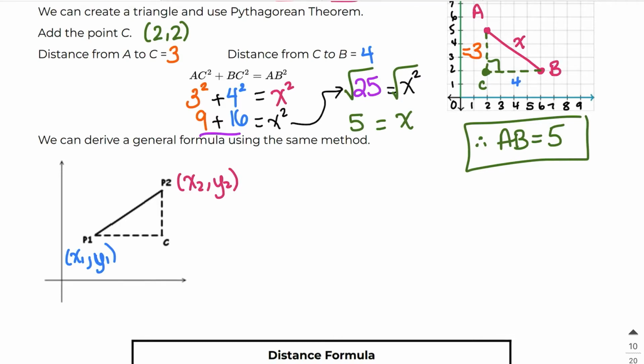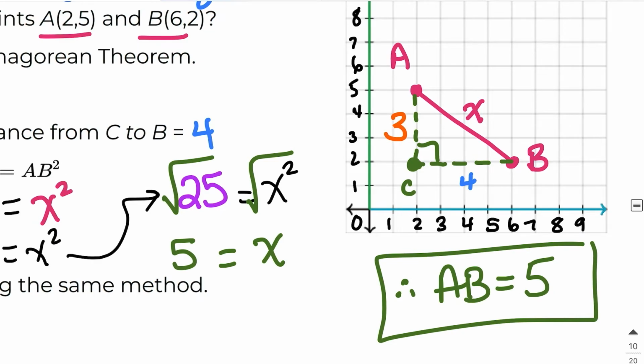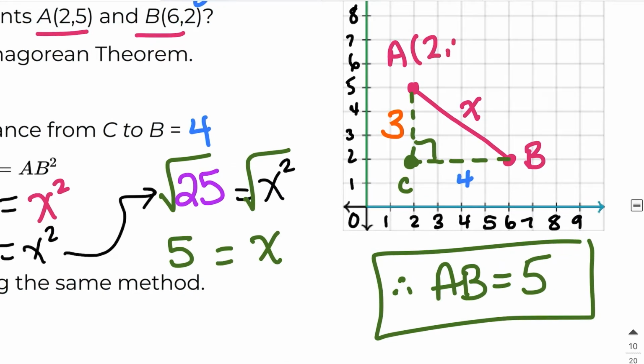So let's talk about this for a second, because if you take a look up here, point A was 2, 5. So I'm going to write down 2, 5 next to it so you can see what I'm talking about. And point B was 6, 2. And if you notice here, the distance from A to C was 3 because it went down by 3 right here. So this distance here is already 3. But if you notice, where did that 3 come from? It came from taking my two y values and subtracting them. So to find this 3 right here, I really just did 5 minus 2.